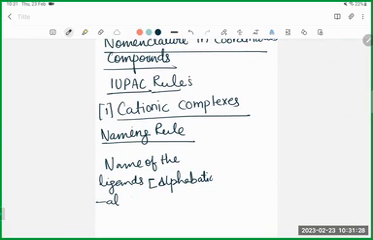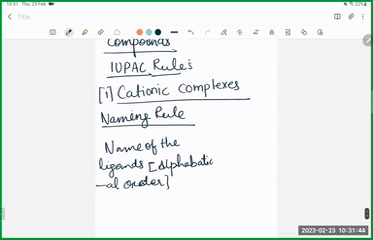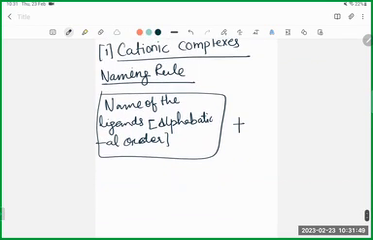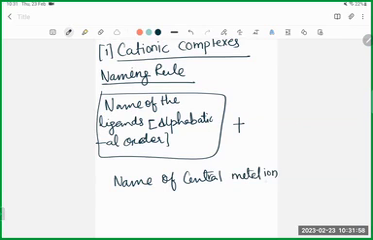So here we do not have position numbers like that. The only thing applicable over here is the alphabetical order. The order will be taken by the list of names you have given, and you need to follow that list. So first go with the name of the ligands. This is the first rule. Then add the name of the central metal ion. Then we go with the oxidation state.